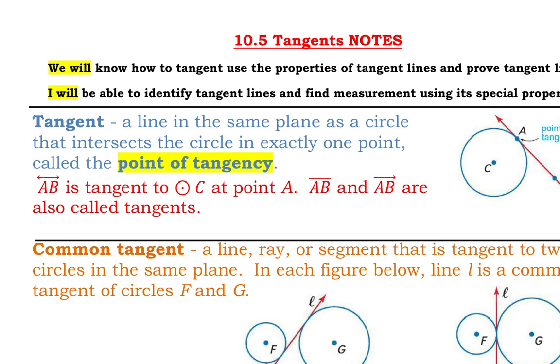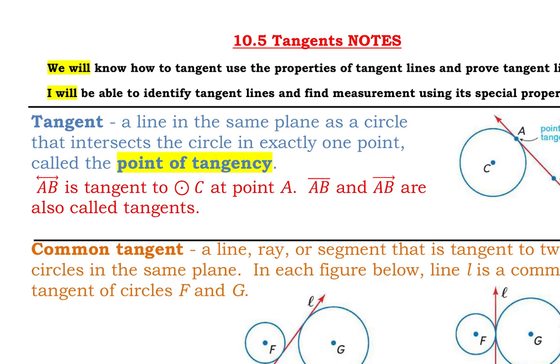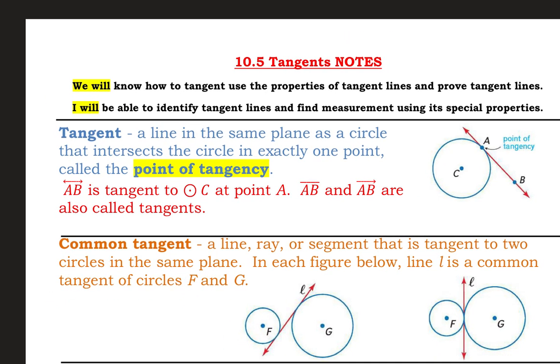So a tangent, anytime you see the word tangent, this is going to be a line that touches your circle at one point, and that point we're going to refer to as the point of tangency. So anytime you see the words point of tangency, know that it's hitting your circle at that one specific point.